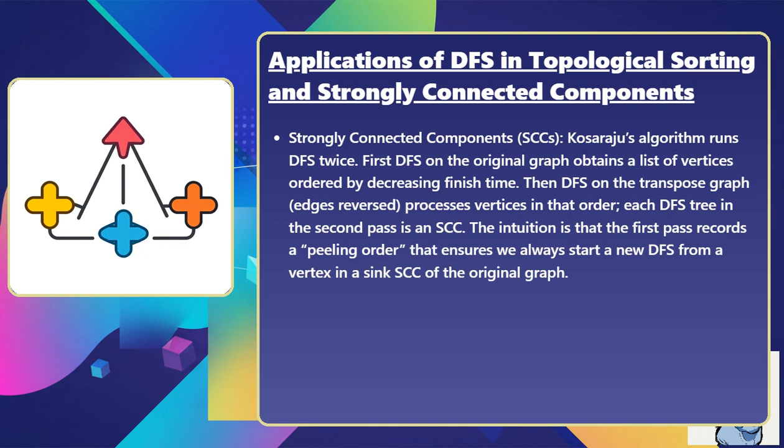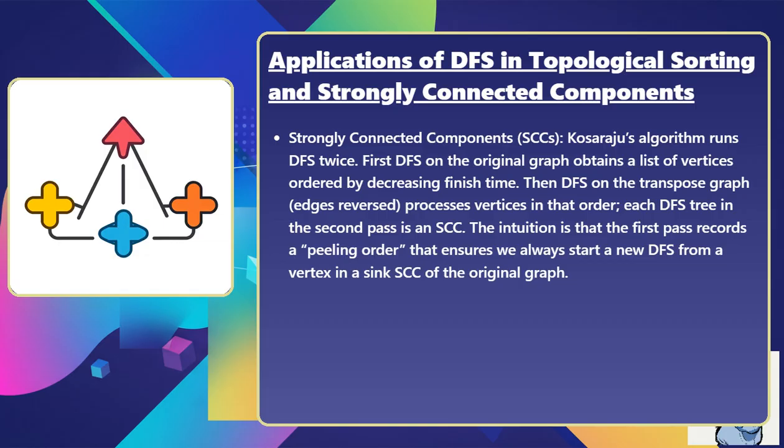Strongly connected components, SCCs. Kosaraju's algorithm runs DFS twice. First, DFS on the original graph obtains a list of vertices ordered by decreasing finish time. Then DFS on the transpose graph (edges reversed) processes vertices in that order. Each DFS tree in the second pass is an SCC.